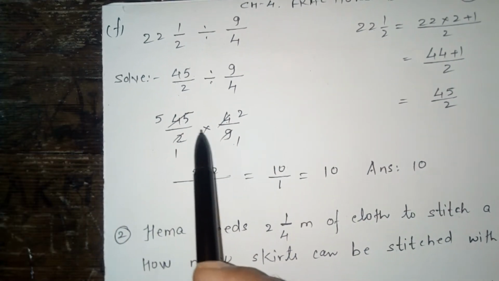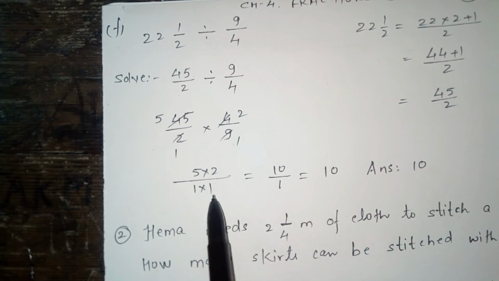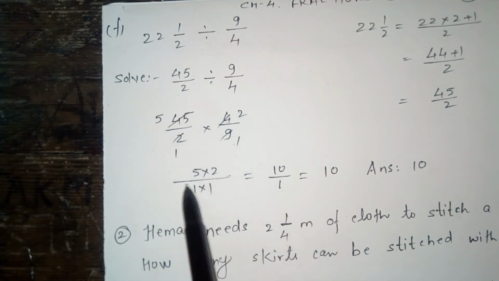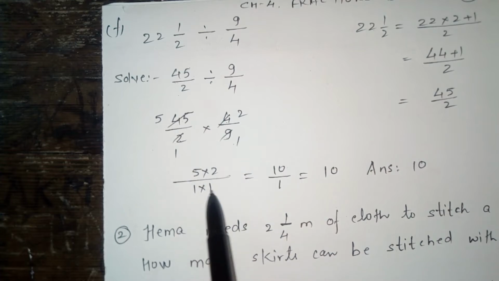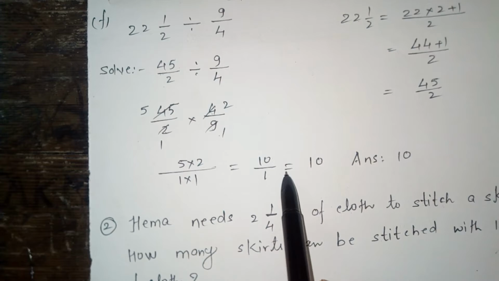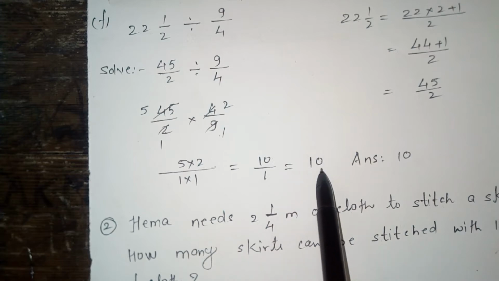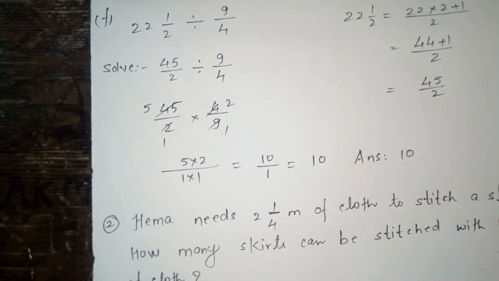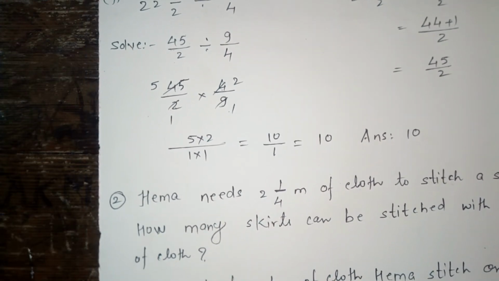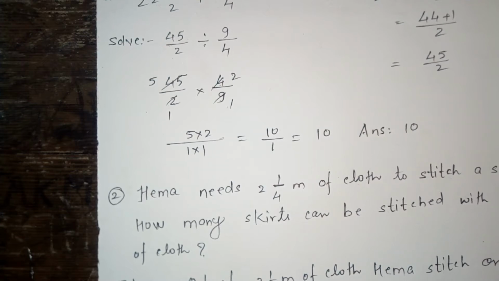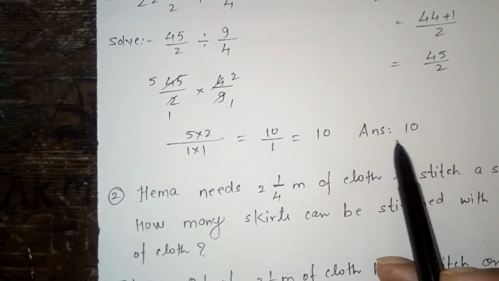After cancellation there will be some numbers. As you are looking, 5 into 2 divided by 1 into 1. 5 twos are 10 upon 1. It will give you 10. The answer is 10. The meaning is the answer of the question is 10. Okay, your required answer is 10.